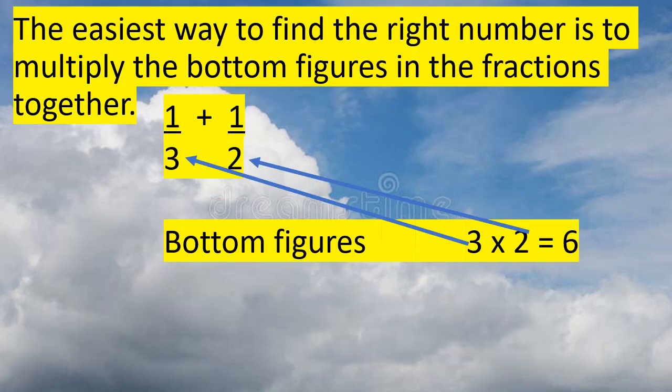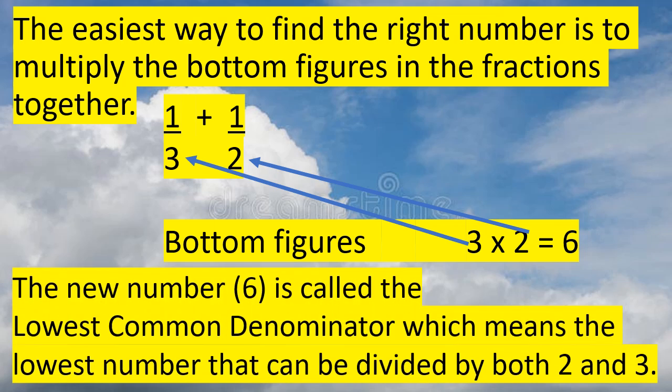The easiest way to find the right number is to multiply the bottom figures in the fractions together. So 3 from 1 by 3 multiplied by 2 from 1 by 2. 3 times 2 equals 6. The new number, 6, is called the lowest common denominator, which means the lowest number that can be divided by both 2 and 3.